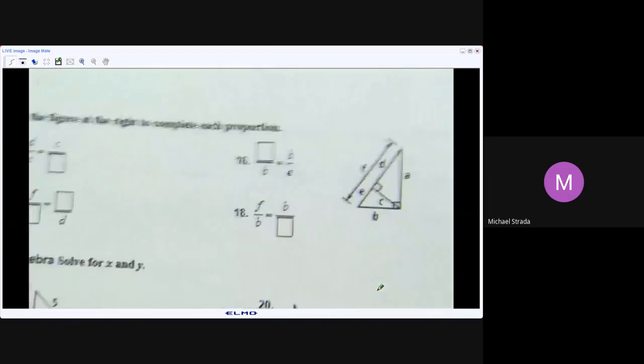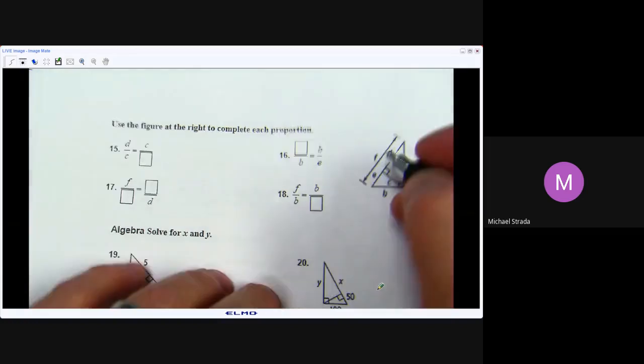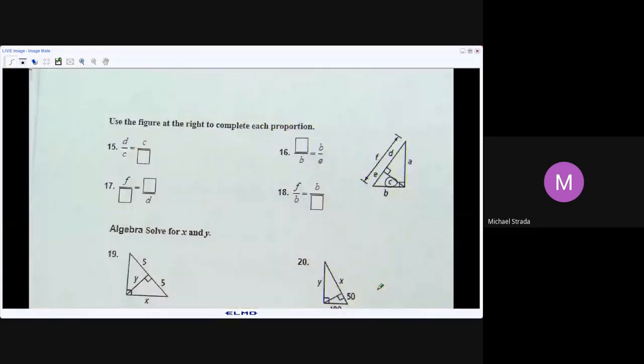All right. So use the figure on the right to complete each proportion. If you can do this, you can do the entire unit. This combines what we just did with what we were doing earlier in the class. If I was looking at this problem, the first thing I would do is identify the altitude drawn in, which is 6.